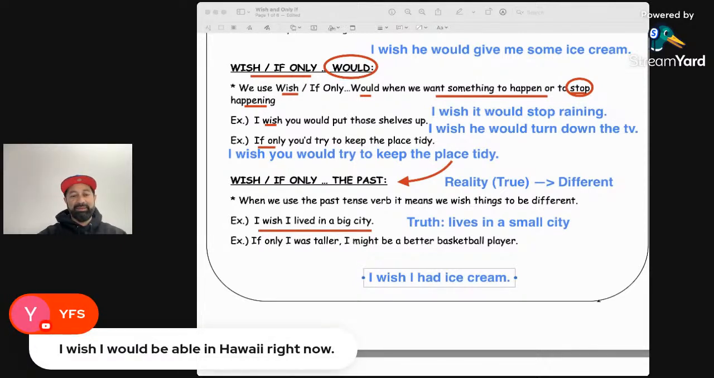YFS, I wish I would be able in Hawaii. So this one as well. YFS, I think you've changed it. I wish I would be in Hawaii. This one's a little different as well. I would say this one is the lower version. The reality, the fact right now, YFS, you are not in Hawaii, but you want to be in Hawaii right now. So I think that's the bottom way. We're going to use past tense. I wish I were in Hawaii.